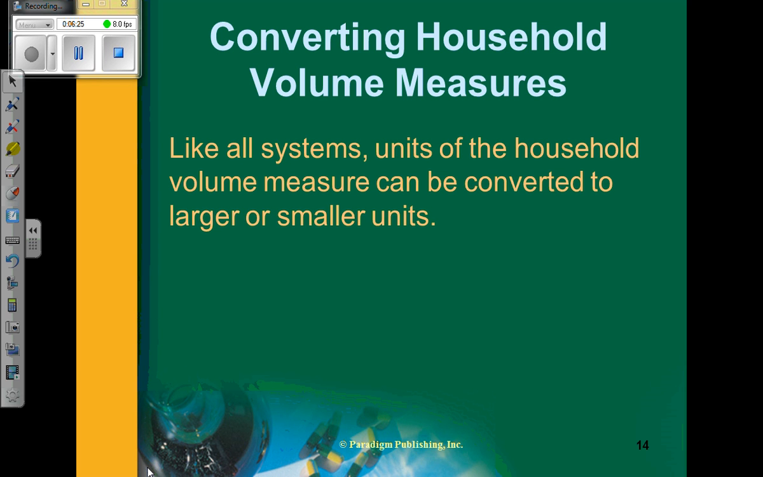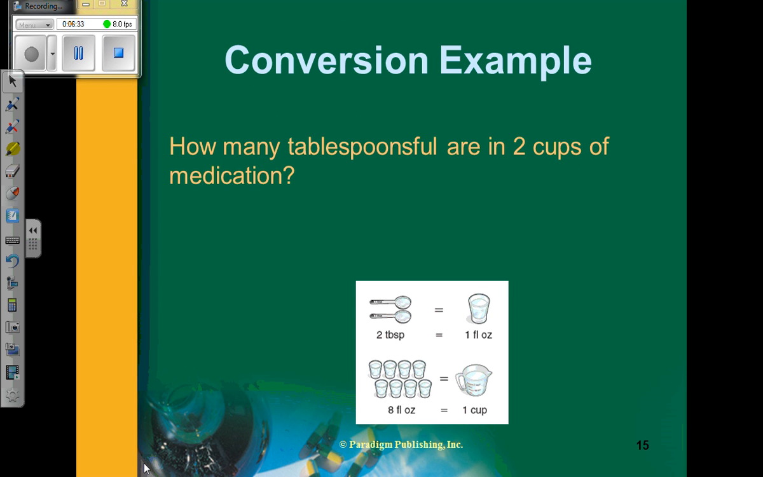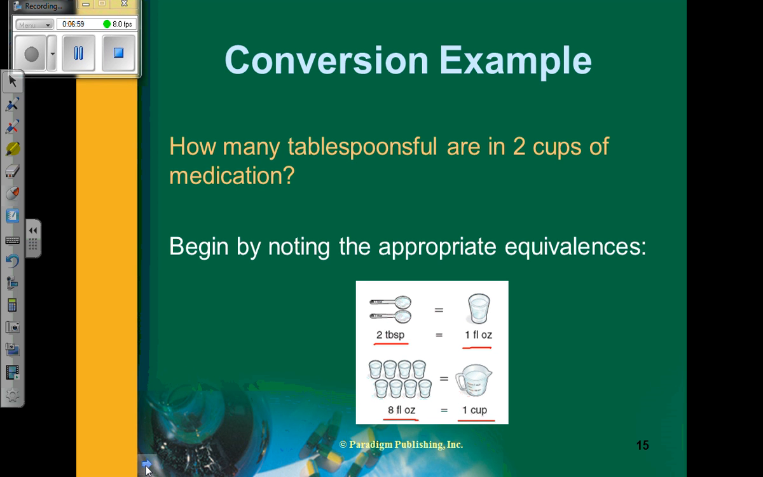So like all systems, units of household volume measure can be converted to larger or smaller units. If you were looking at this question here, how many tablespoons are in 2 cups? Just think about what you know already from your chart of medication. You know 2 tablespoons is 1 ounce, and 8 ounces equals 1 cup. Begin by noting those appropriate equivalences, what we've already just went over. 2 tablespoons equals 1 ounce, 1 cup equals 8 ounces.